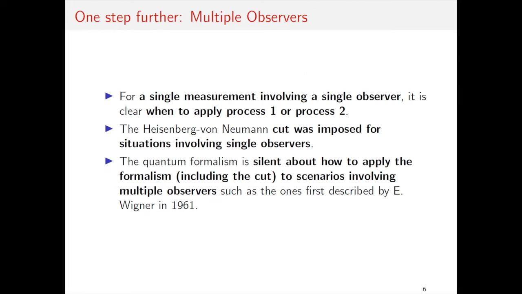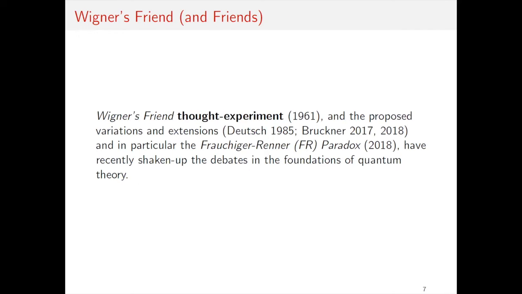Quantum formalism is silent about how to apply the formalism, including the cut and including process one and process two, to scenarios where we have more observers. This was observed by Wigner in his paper in 1961. Von Neumann, in the very last paragraph of his book, refers to the idea of multiple observers. He says that his theory should apply there, but he doesn't work it out. He says it's left open to the reader. So it doesn't really give us any intuition nor any principle of how to apply quantum mechanics to the case where we have multiple observers.